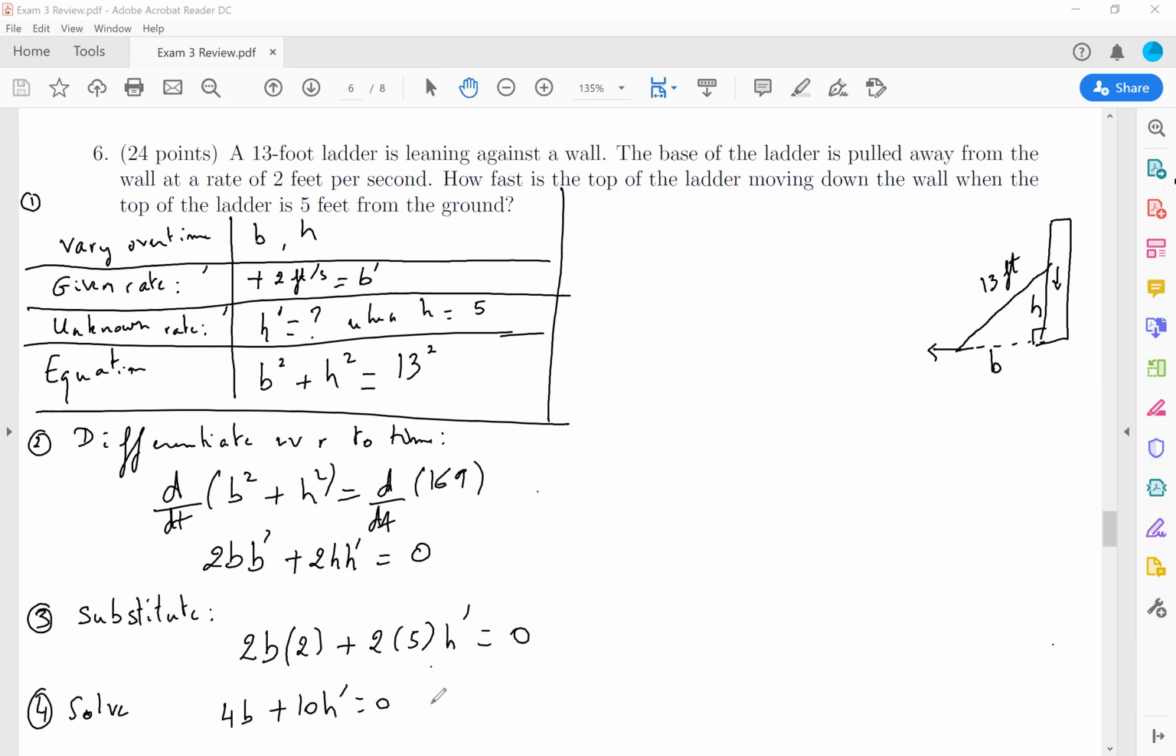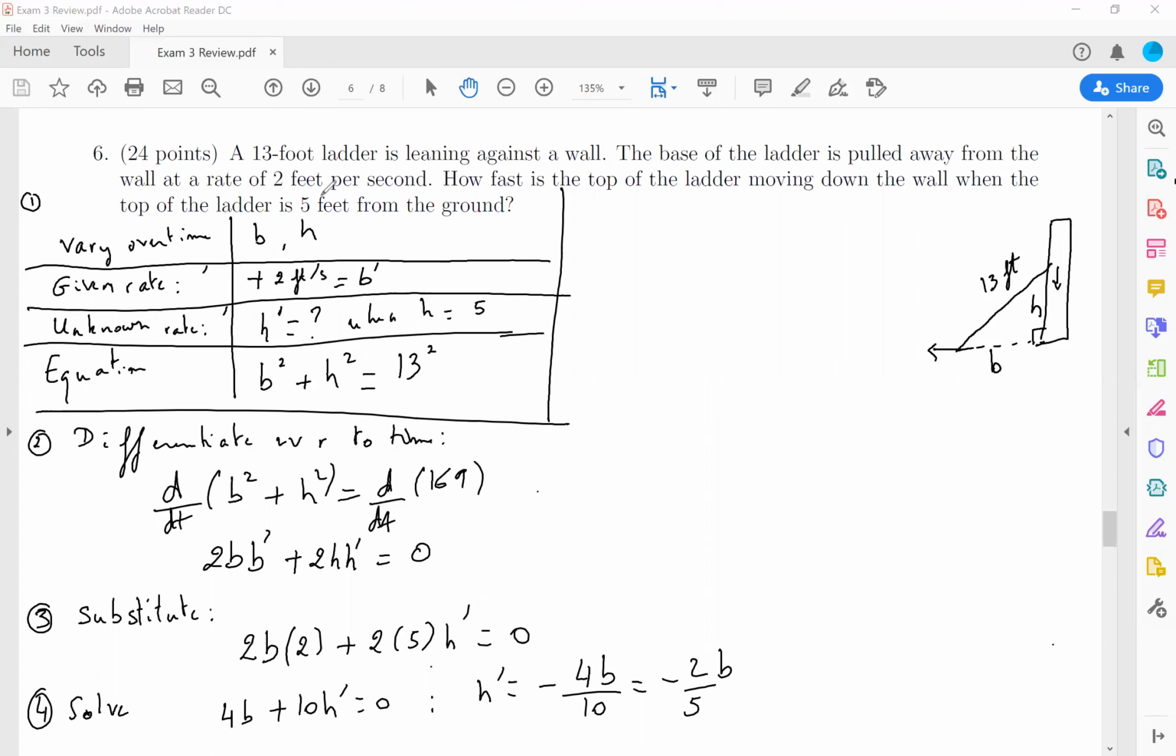And so we solve. So that gives us h prime equals minus 4b over 10, or minus 2/5 times b. The problem is I really want a value, so I need to say, but what is b? I need to figure it out. So how do I know that? It's not given. That is true. It is not given explicitly, but remember, we want to find the rate of change of the height of the ladder, how fast it's moving down the wall, at the specific time when the height of the ladder against the wall is 5.